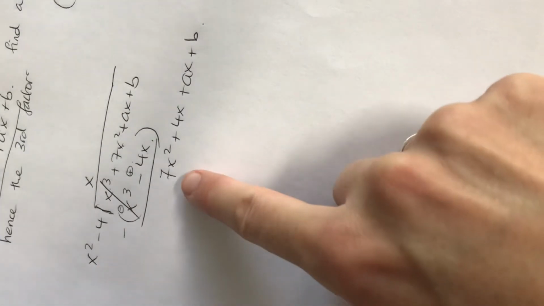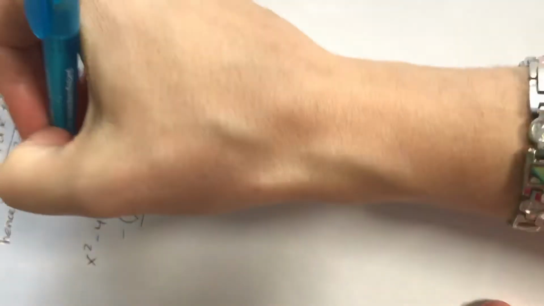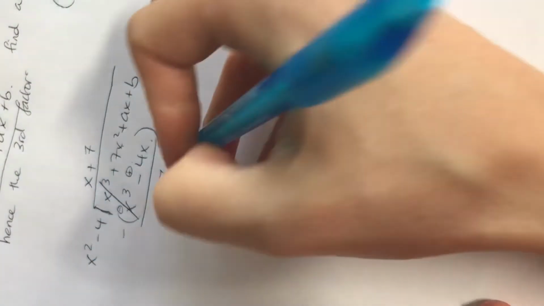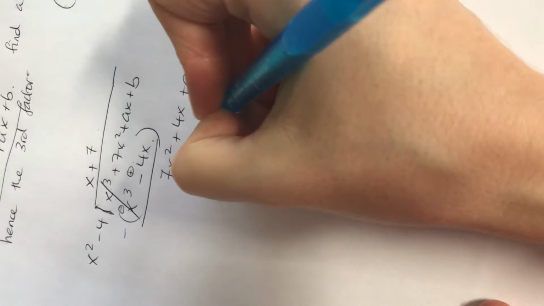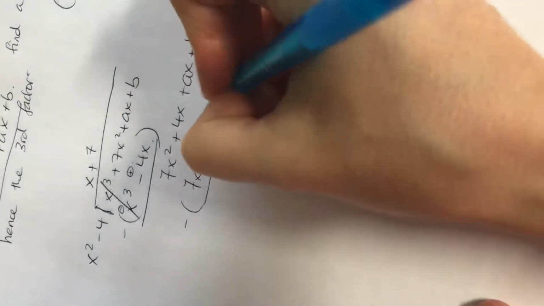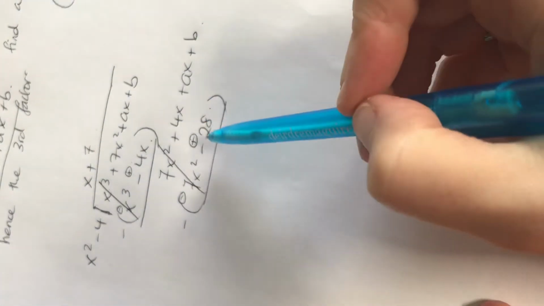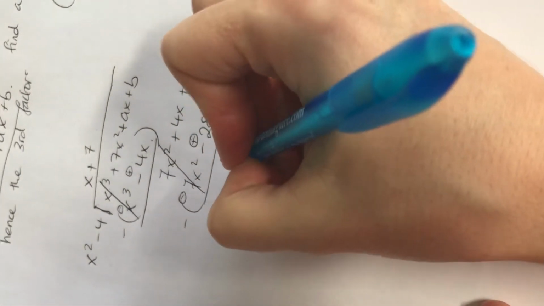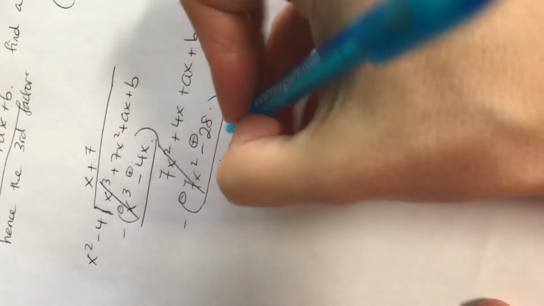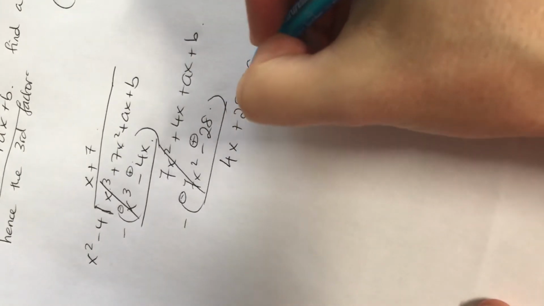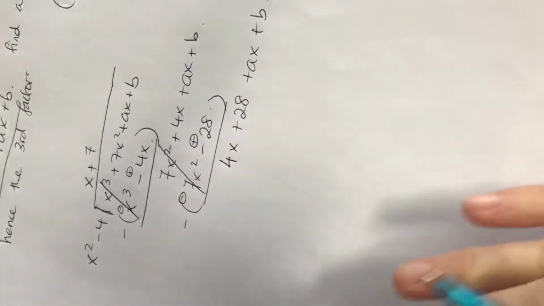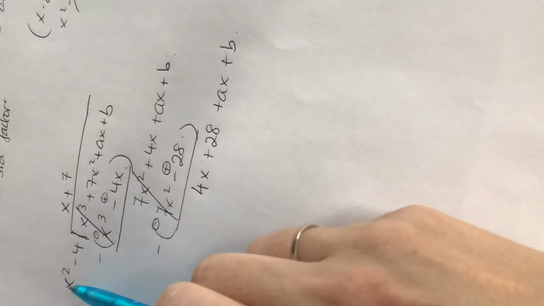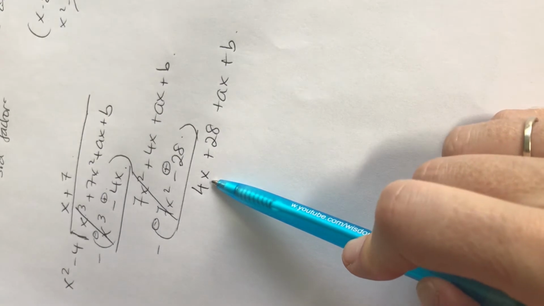What did I multiply x squared by to give me a 7x squared? 7. Take it to the side, work it out. So that gives me 7x squared minus 28. And I subtract. So just take your time with it. My 4x plus 28, I can't add those, plus an ax plus a b. And I go again if I can. What do I multiply x squared by to give me a 4x? Okay, well now I can't go any further with my long division.